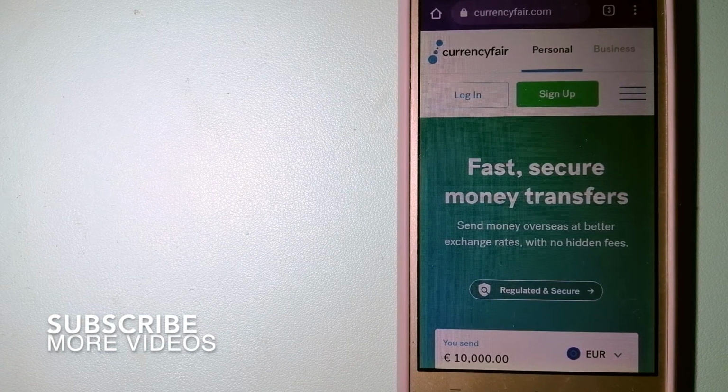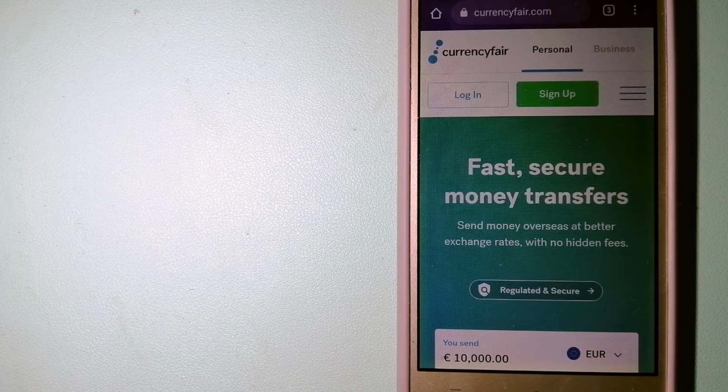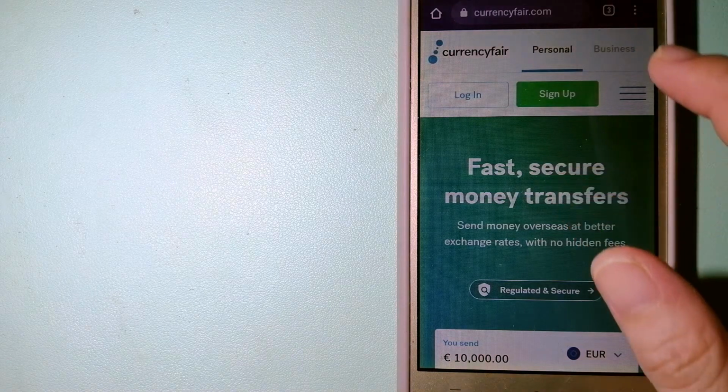Our first option is Currency Fair. This is a P2P online marketplace that allows individuals and businesses to exchange currencies and send funds to bank accounts worldwide. It uses a unique person-to-person online marketplace to facilitate currency exchange between users in a simple and anonymous fashion. To know more about Currency Fair, just check the video description.